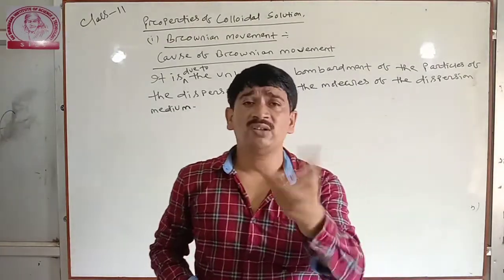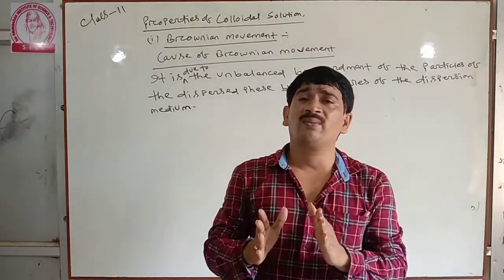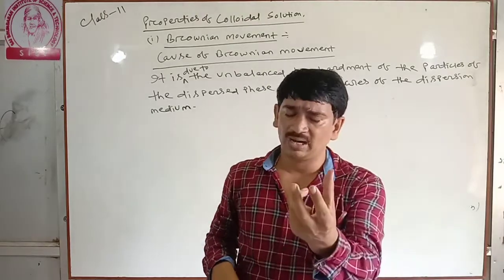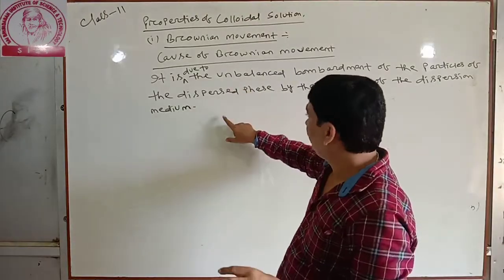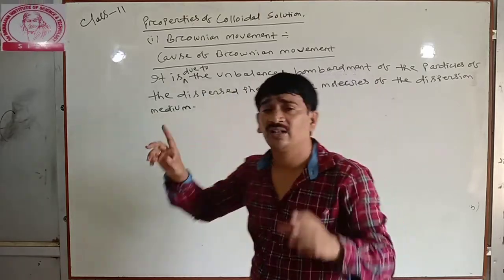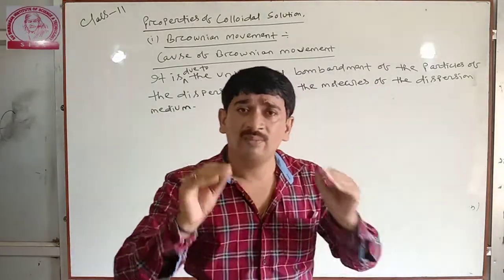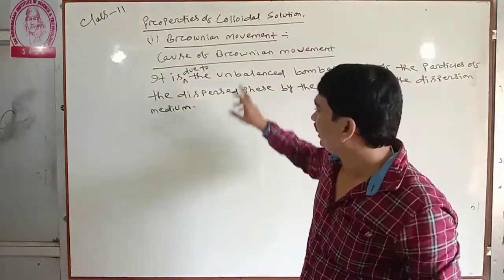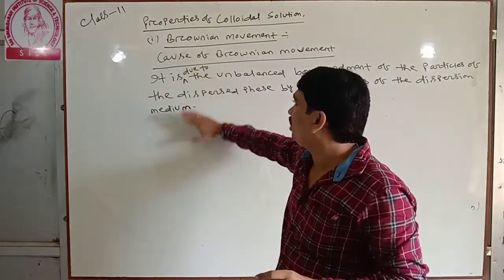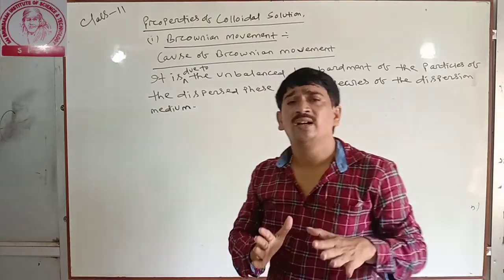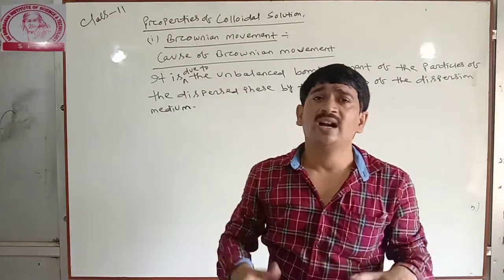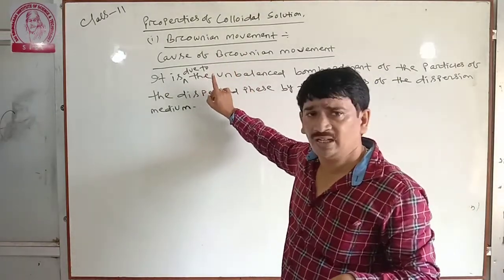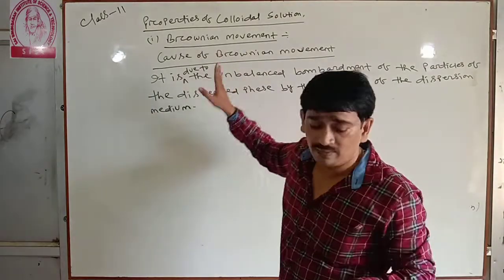How does Brownian movement arise? It is due to the unbalanced bombardment of the particles of the dispersed phase and particles of the dispersion medium. Clear? At least you write these four points: first point, second point, then this figure, then the cause of Brownian movement. After this, only those who can write more may write. Otherwise, these four points are compulsory: first point, second point, definition, third the figure, fourth the cause of Brownian movement.